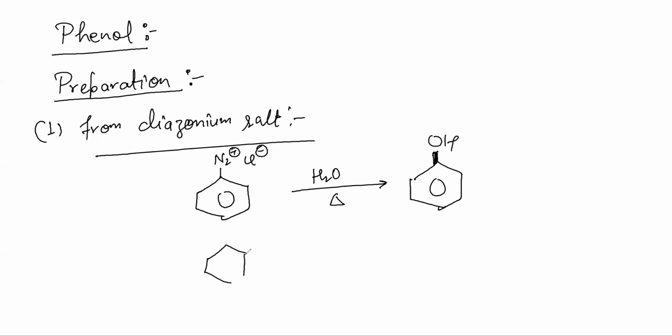that this N2Cl actually provides us a positive charge here. So the water lone pair will attack here and OH will be attached. So this is the first simple method for preparation of alcohol. Oh, sorry, phenol. Note this, please.